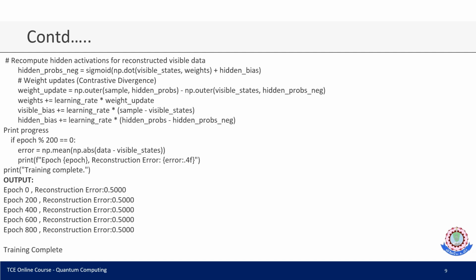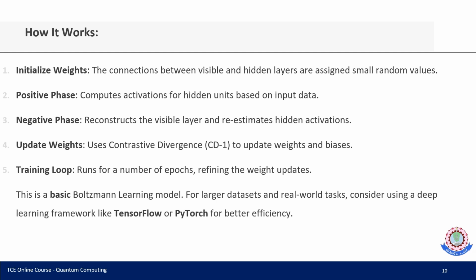So this is about the execution. The Boltzmann process works as follows: initialize the weights, positive phase, negative phase, update weights and training loop. This is the basic Boltzmann training model. For larger datasets and real-world data tasks, consider using deep learning frameworks like TensorFlow and PyTorch for better efficiency.